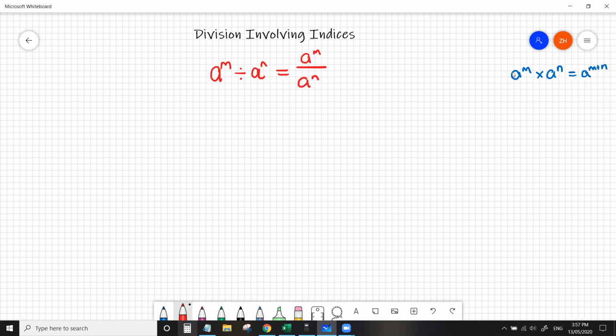It's important to note that in the last one, the bases were the same, and in this one as well, the bases are the same. So we've got a base of a, and then our powers can be different. They could also be the same though. So we're going to look at two examples first, and then we'll come up with a general rule.